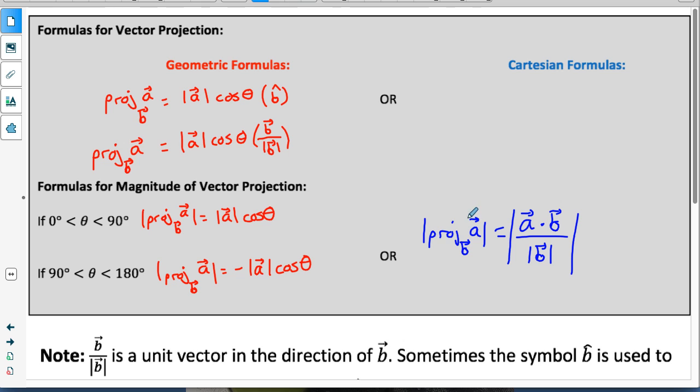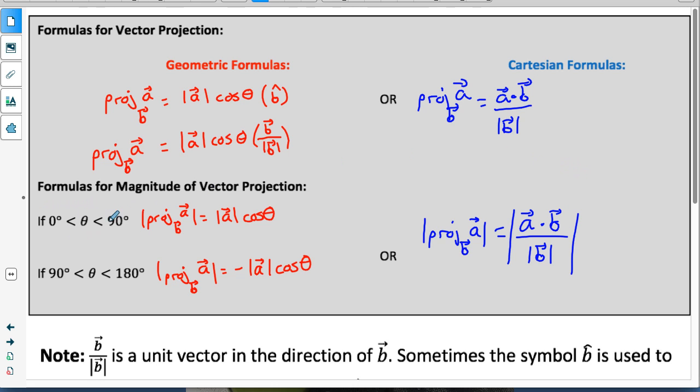Now if I want the vector projection of A onto B, I just need to give this part of the formula a direction. So the projection of A onto B equals A dot B over the magnitude of B. But now I have to multiply this by the direction that it's going in. Well, what direction can a vector projection go in? If we're projecting A onto B, we know that it's going to be parallel to B. It's either going to be going in the same direction as B if the dot product is positive, or it's going to be going in the opposite direction of B if the dot product is negative.